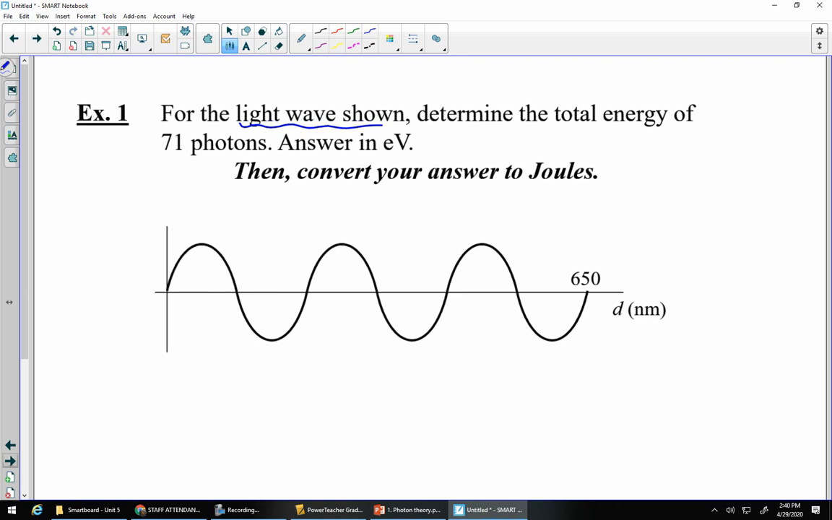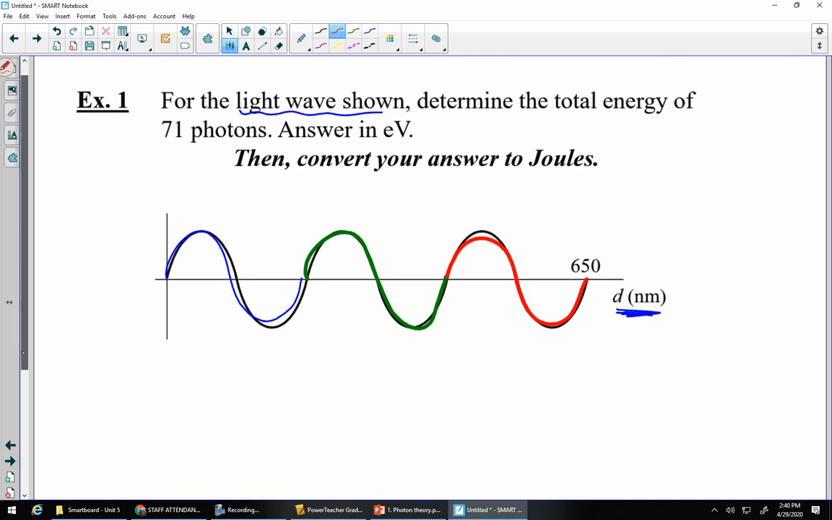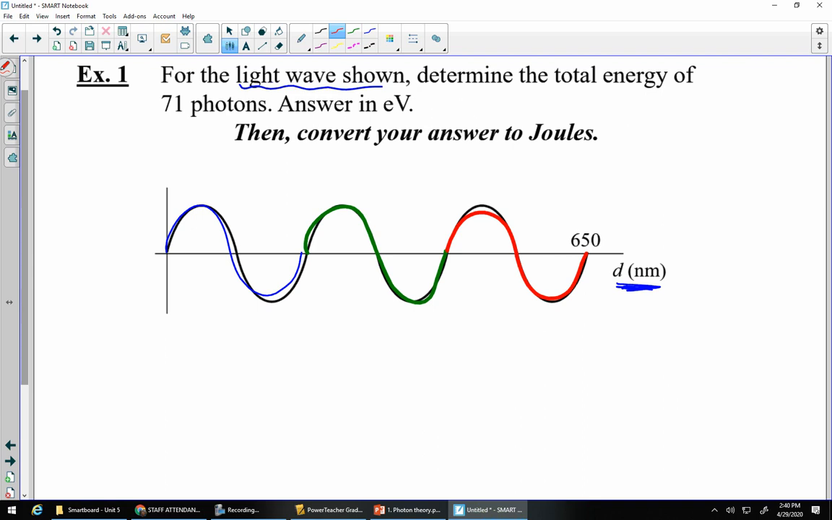Okay, so let's see what this thing is showing us. It's showing the distance that it goes in nanometers. And let's see, we've got 1, 2, and 3 wavelengths equal to 650 nanometers. I'm pretty sure we can figure out the wavelength from that.